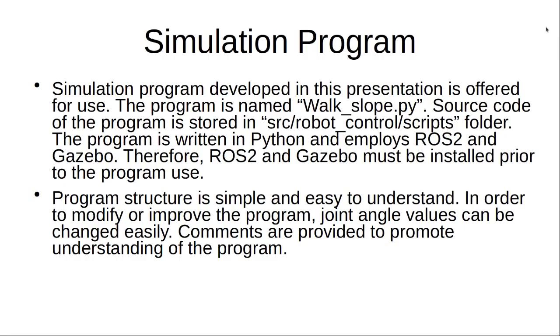Those interested in modifying or improving the program can find the source code in the SRC Robot Control Scripts folder. Name of the source code is walk slope pi. The program is written in Python and employs ROS2 and Gazebo. Therefore, ROS2 and Gazebo must be installed prior to the program use. Program structure is simple and easy to understand. In order to modify or improve the program, joint angle values can be changed easily. Comments are provided to promote understanding of the program.